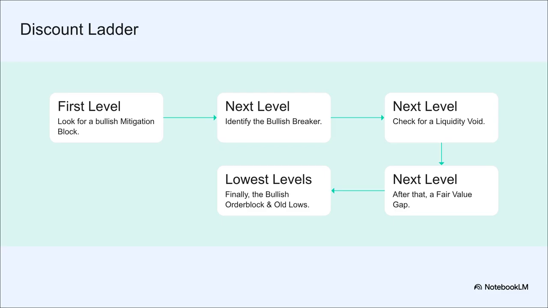As price is falling, the first institutional support level it might hit is a mitigation block. If that doesn't hold, the algorithm will then target the bullish breaker. Now, the breaker will often give you a strong reaction, but if it fails, price could then continue sinking to fill a void or tap into a bullish order block further down.